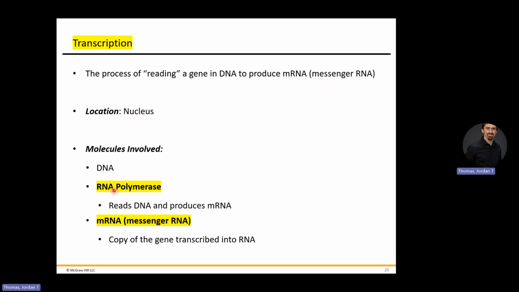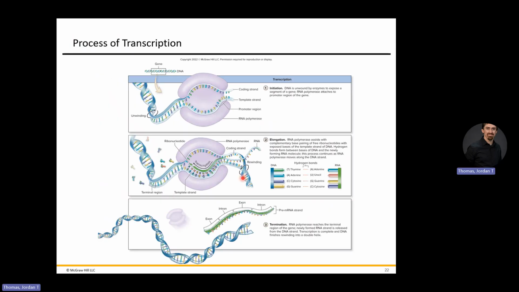But we also have what's called RNA polymerase. RNA polymerase is a big enzyme that reads the DNA to produce the correct mRNA. So this is the actual enzyme that takes DNA to make mRNA. This is how it works. We have our DNA here. This big structure is the RNA polymerase, and it's opening up the DNA.